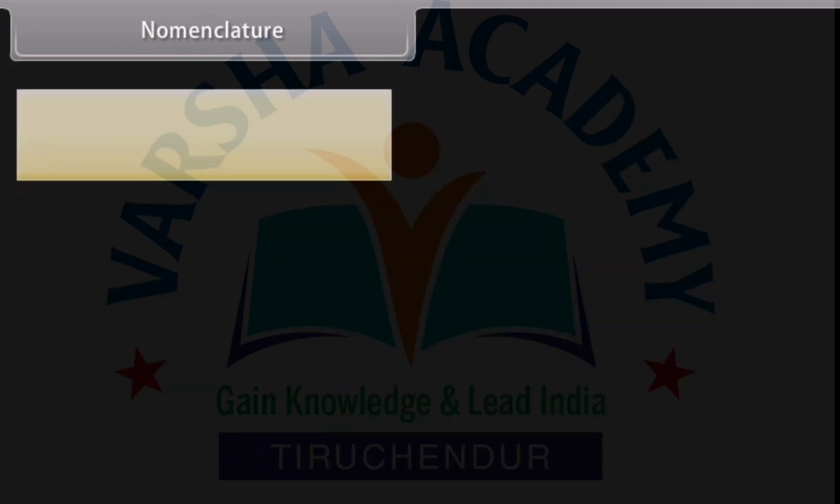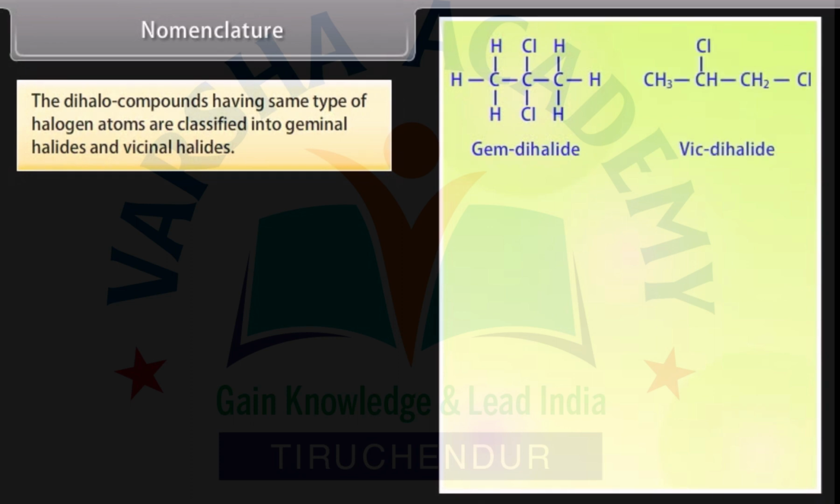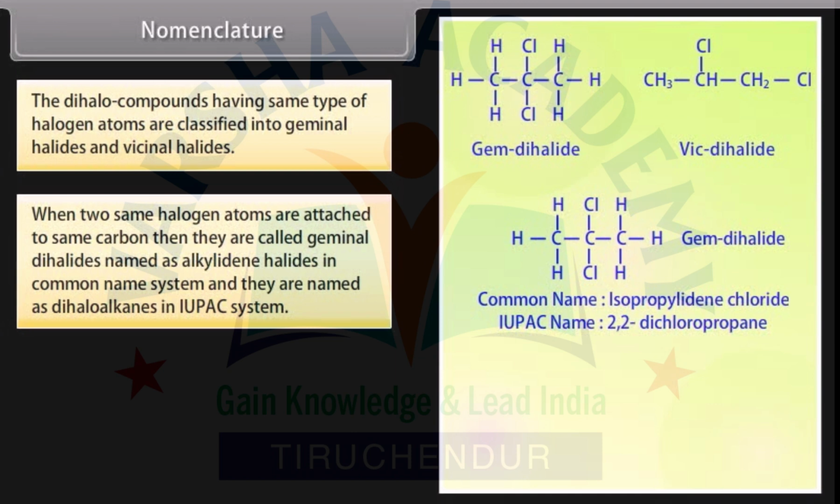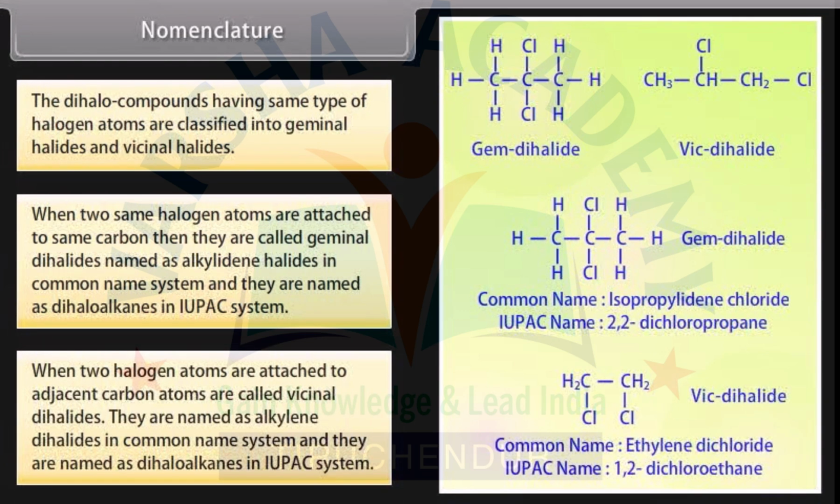Nomenclature. The dihalo compounds having the same type of halogen atoms are classified into geminal halides and vicinal halides. When two same halogen atoms are attached to the same carbon, they are called geminal dihalides, named as alkylidene halides in common name system, and they are named as dihaloalkanes in IUPAC system. When two halogen atoms are attached to adjacent carbon atoms, they are called vicinal dihalides. They are named as alkylene dihalides in common name system, and as dihaloalkanes in IUPAC system.